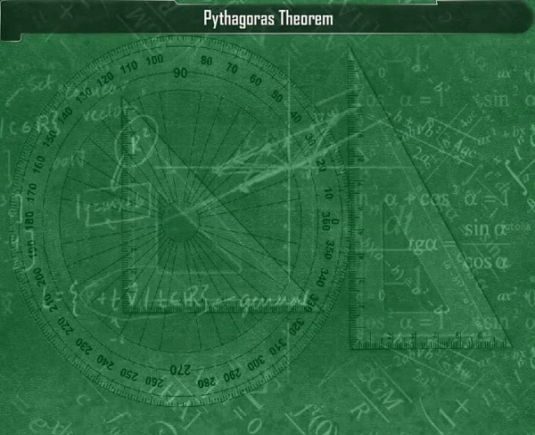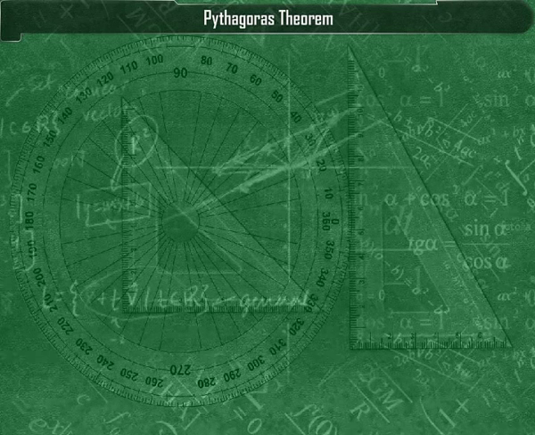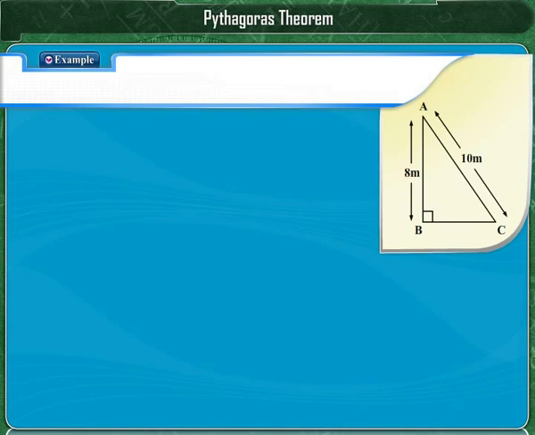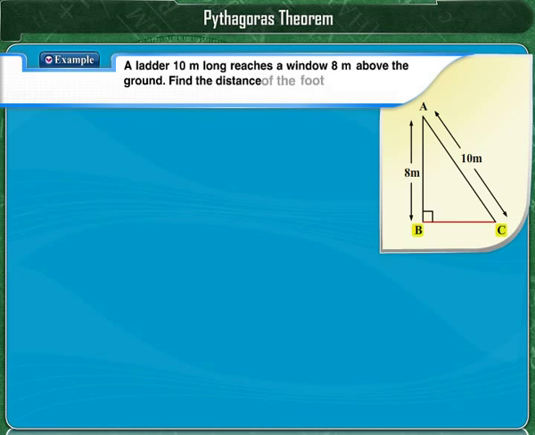Let us see now how Pythagoras theorem is useful in solving problems. Look at this problem. Example. A ladder 10 meters long reaches a window 8 meters above the ground. Find the distance of the foot of the ladder from the base of the wall.